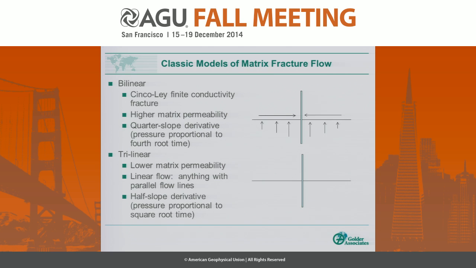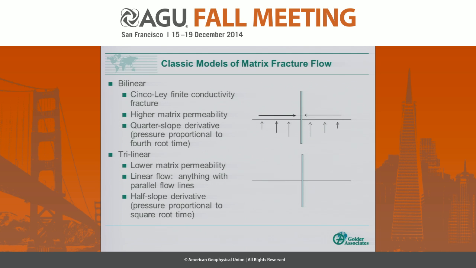Now, there are two major classic models of fracture matrix flow. One of them is the bilinear model, well known as Cinco-Ley for those of you who are into well test analysis. It's a model you use when there's higher matrix permeability, and it has a characteristic quarter slope pressure derivative.